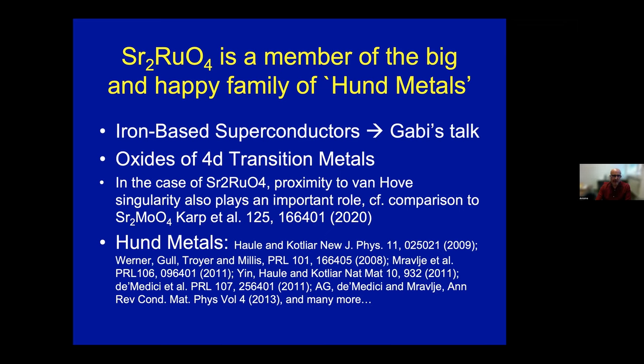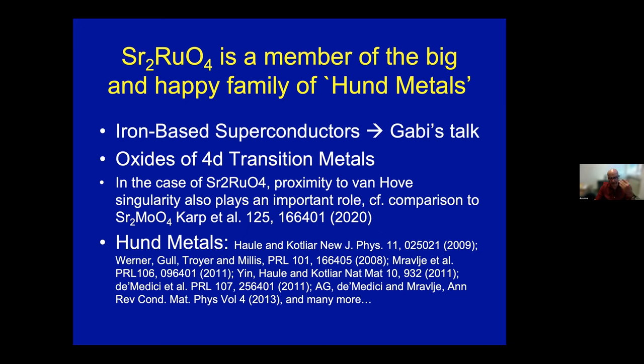I don't have any time left, but basically I want to emphasize that strontium ruthenate is a member of the big and happy family of materials that we tend to call Hund's metals, which encompass in particular the iron-based superconductors. Well, sorry about this, this is from a previous conference. And the oxides of the 4d transition metal row. Hund's metals' characteristic is that the quasi-particle effective mass is enhanced by the Hund's coupling, while at the same time, the materials are far from a Mott transition.